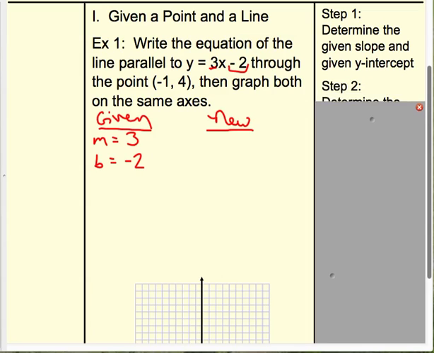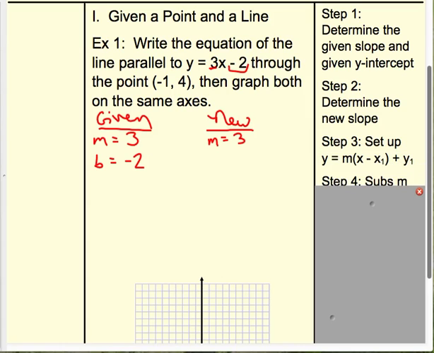Alright, then we start by determining the new slope. Knowing that parallel lines have the same slope, the new slope is the same as the given slope. Alright, so then we set up our point-slope form. Our question, by the way, is what is our y-intercept? That's what we're looking for.